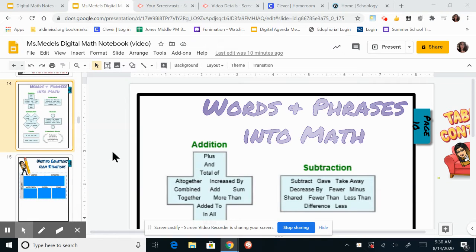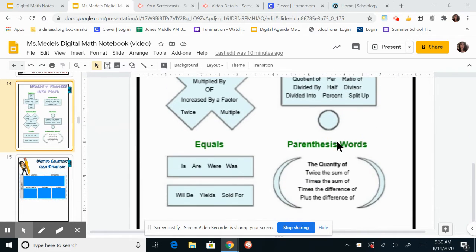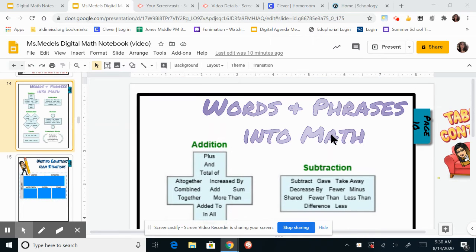Good morning, guys. We are starting to write equations from situations. I have added this page for a reference for you guys, and these are just words and phrases into math.